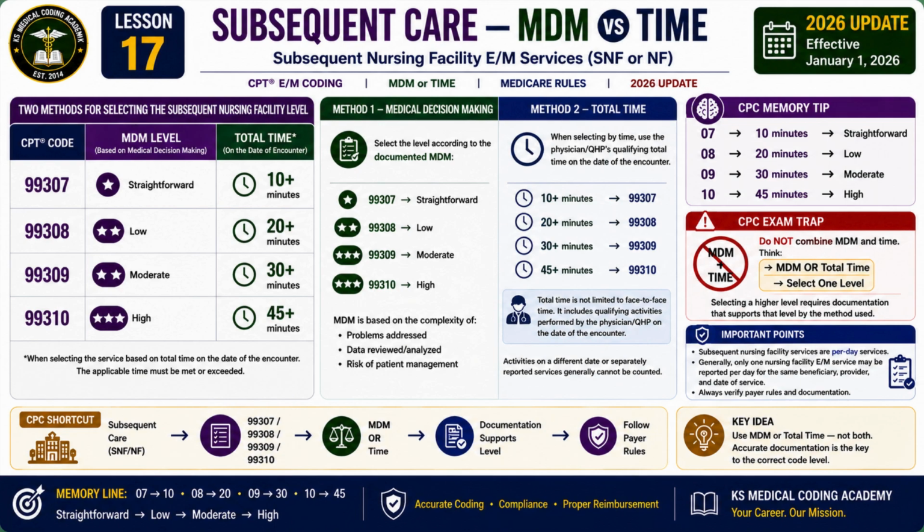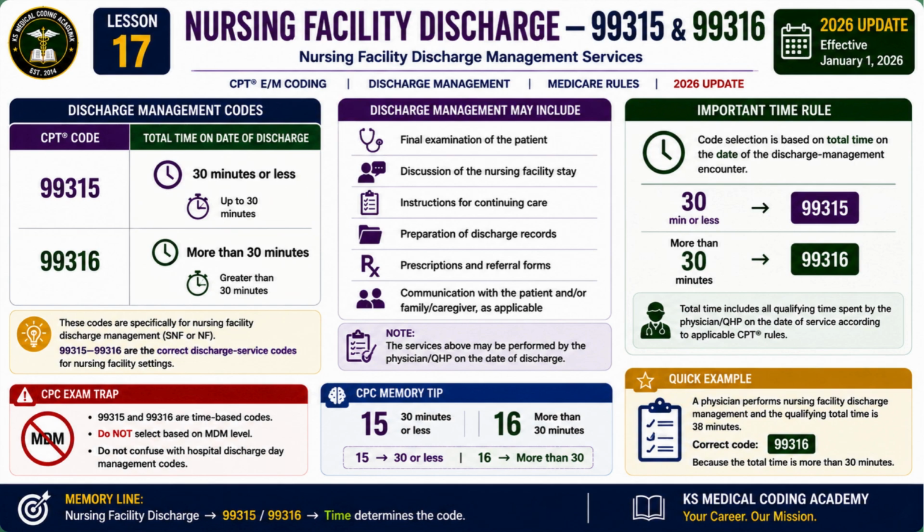Next, we'll move to nursing facility discharge management, 99315 and 99316. Now let's review nursing facility discharge management. There are two primary codes. 99315 is used when the total qualifying time is 30 minutes or less. 99316 is used when the total qualifying time is more than 30 minutes.